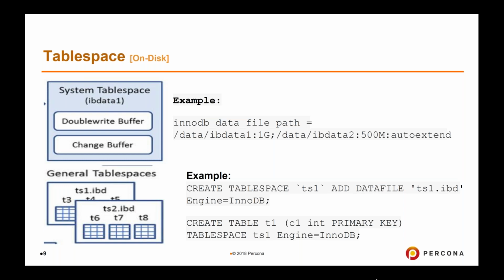To create that, we use CREATE TABLESPACE with the table space name. You add the data file name, and you can add a path also. The good thing is you can store this table space outside of your data directory as well. If you want to store it on a separate mount point, you can do that. And while creating a table, all you need to do is mention the table space in which you want to store that table, and that's how it works.